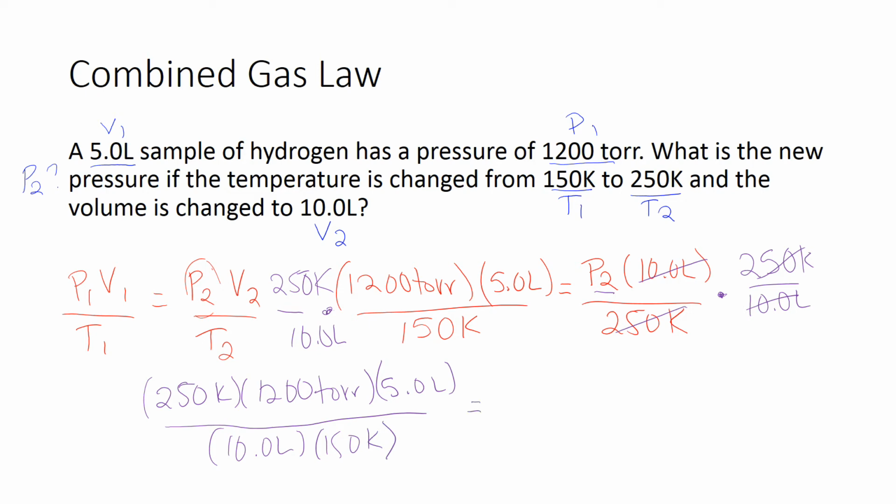So multiply across the top, multiply across the bottom, divide the top by the bottom, and you should get 1.0 times 10 to the third. I am looking for pressure, so that means our pressure is in torr, and I can look at what units cancel. And I'm left with torr. And that is my final pressure.